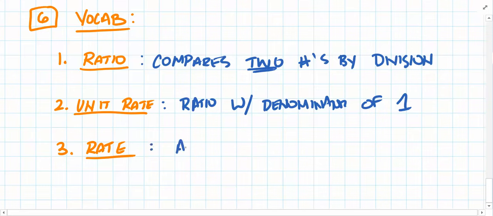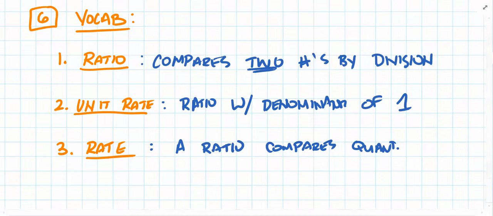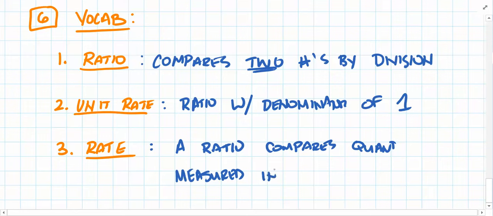Okay, so then a rate is a ratio that compares quantities measured in different units. Different units.